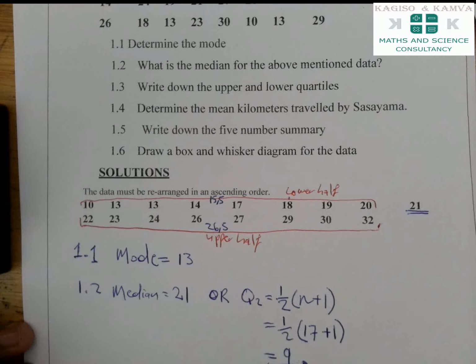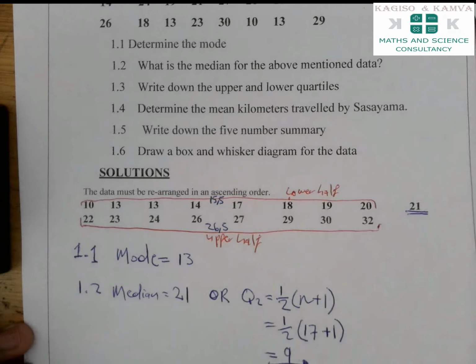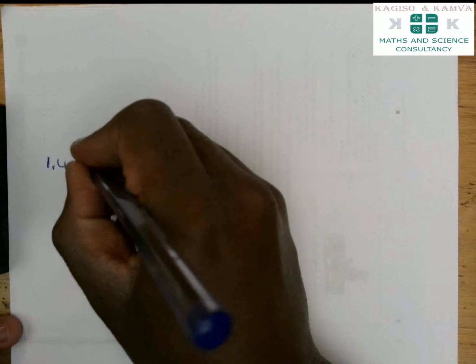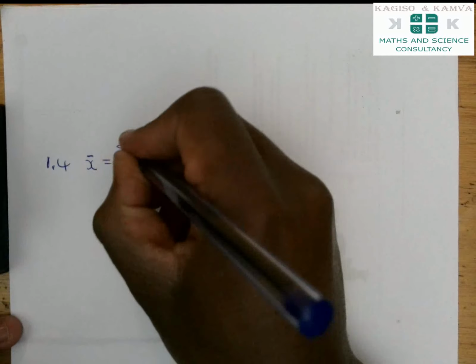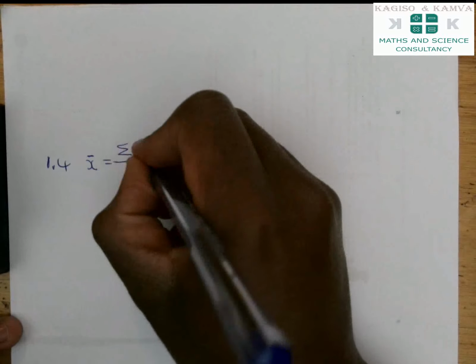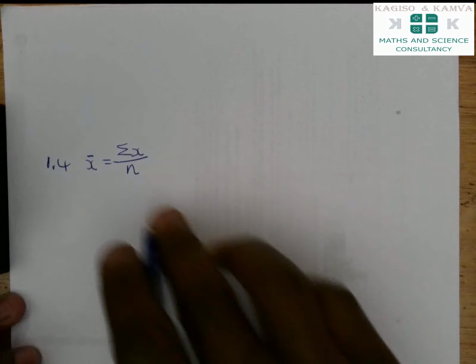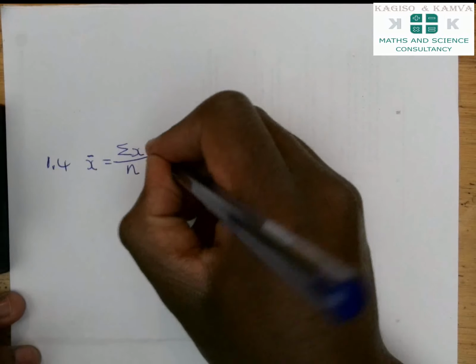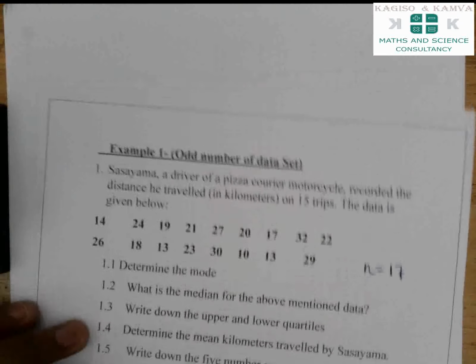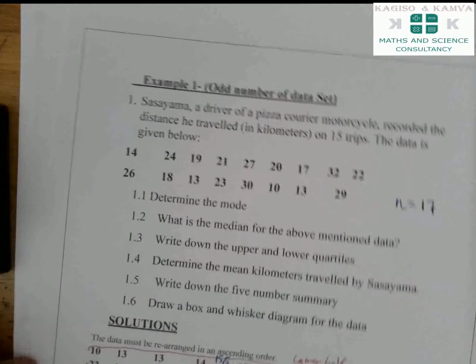Determine the mean kilometers traveled by Sisayama. Okay, now with the mean, that is 1.4. We know that the mean is represented by x bar. That will be the sum of the elements divided by the number of elements in the data set.